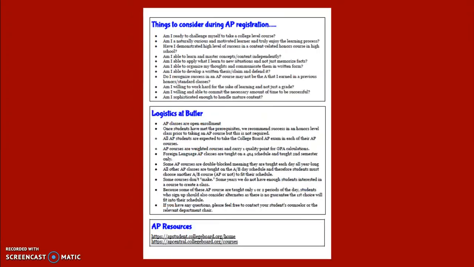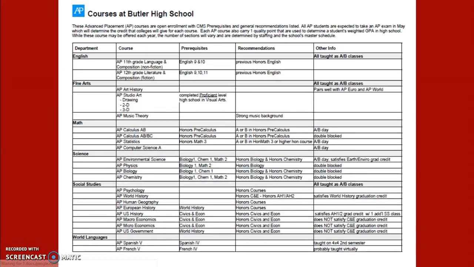At this session, you will have the opportunity to learn about the expectations in AP courses, predictors of success, and the expected workload and time commitment for these courses. You will have the opportunity to speak with teachers about specific course content. The program starts promptly at 6 p.m. in the Media Center.